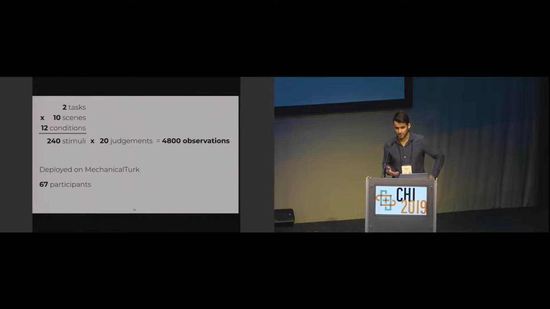So here are some numbers about this experiment. So we had 2 tasks, to find the speed outlier and to find the direction outlier. So for each task, we had 10 plots. And for each plot, 12 conditions, 12 target conditions. So in total, we had 240 stimuli, and we collected 20 judgments per stimuli for a total of 4,800 observations. And we deployed this on Mechanical Turk, and we had 67 participants completing these tasks.